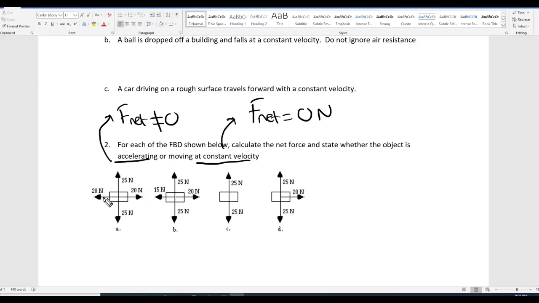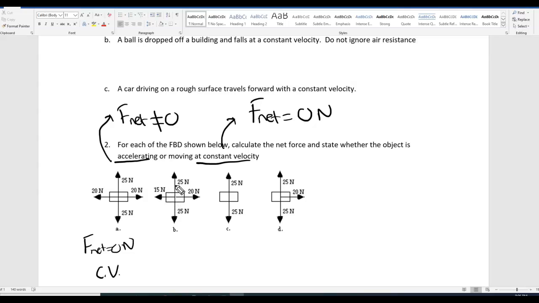This one, 2A, we've got 25 newtons going down, 25 newtons going up. Those two, when you add them together, are going to cancel each other out, right? Because this is like a 25 plus a negative 25. Remember, net force is what you get when you add up all the forces acting on an object. So 25 plus negative 25 cancels out. 20 plus negative 20 cancels out. And so this is going to have a net force of 0. And so this object is moving with a constant velocity. I'm just going to write CV for constant velocity.